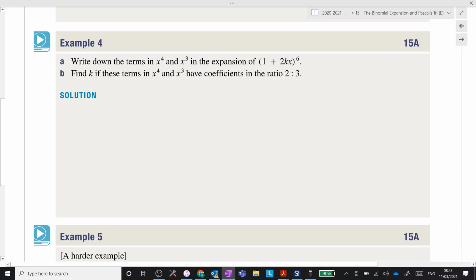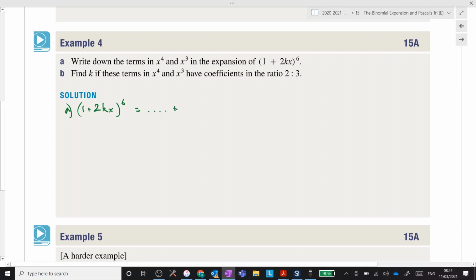The silence is golden. Okay, what do we do? It's similar to the ones we've just done, but what are we going to do? Write down the terms. Okay, so we've got (1 + 2kx)^6. So we're going to write down the terms for x to the power of 4 and x to the power of 3. So in other words, we're not bothering about the bits beforehand.